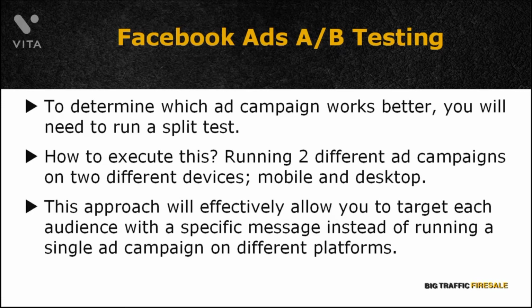To determine which ad campaign works better, you'll need to run a split test. How do you execute this? Running 2 different ad campaigns on 2 different devices, mobile and desktop. This approach will effectively allow you to target each audience with a specific message instead of running a single ad campaign on different platforms. Two different ad campaigns on different devices mean both are targeted to different audiences to detect the differences in the results.